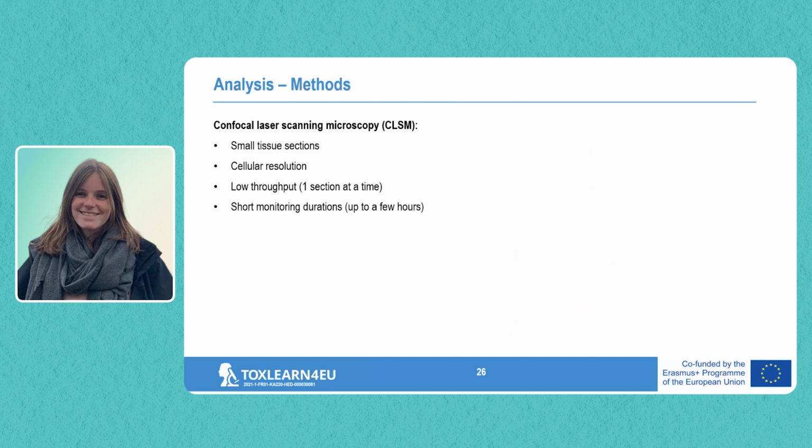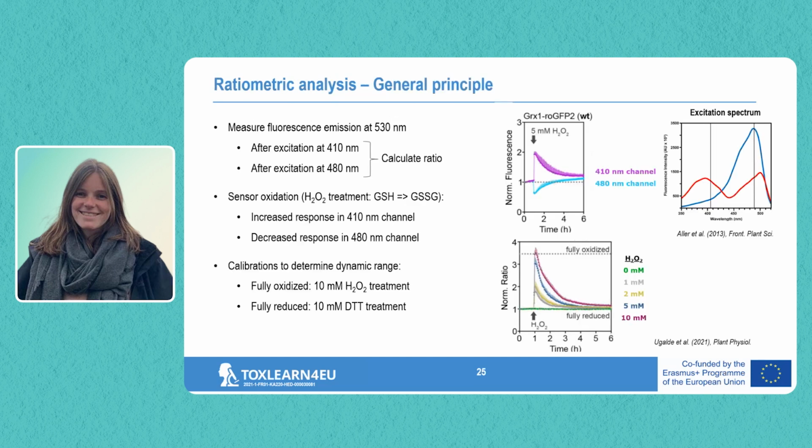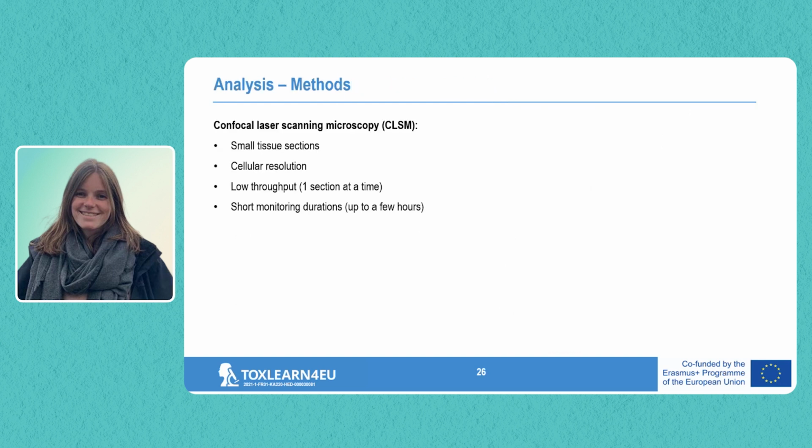So now I already told you how this data analysis works. So what should be very clear is that you need to measure fluorescence. Now, which device will you use to do this? There you actually have two major options. The first one is to use confocal laser scanning microscopy.